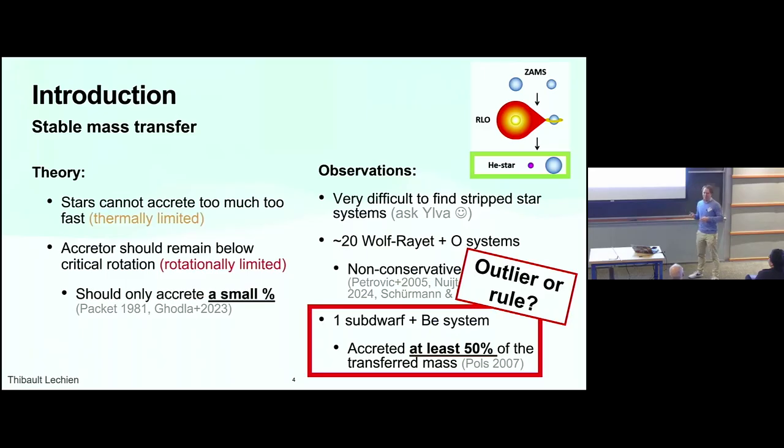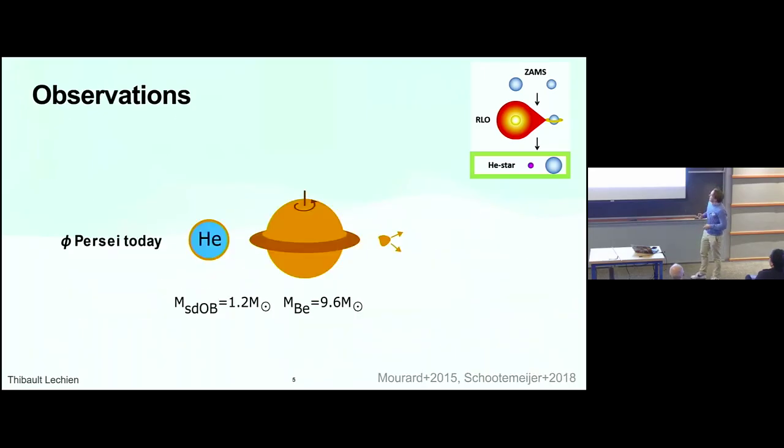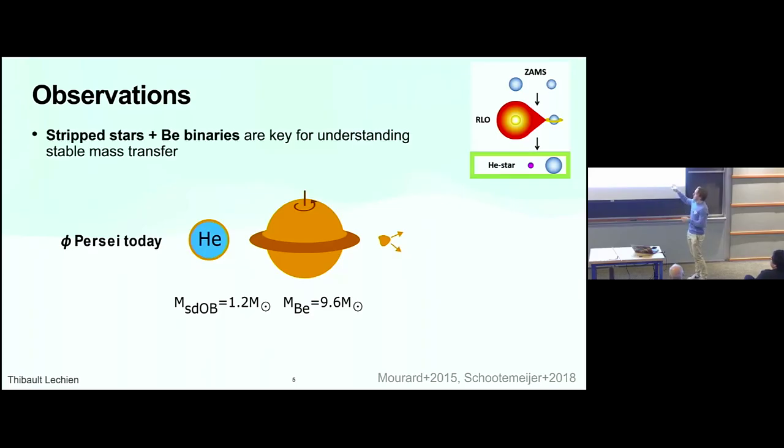And so what is this subdwarf B star system? Well, this was 5%, which consists of a 1 solar mass stripped star and a roughly 10 solar mass main sequence star. This stripped star has lost its envelope, given it to the accretor, and this accretor is now spinning very quickly by gaining angular momentum and mass. And we don't know how much mass has then left the system that the accretor didn't keep. And these stripped star plus B star binaries are key for understanding the stable mass transfer channel because we can be very sure that they have just undergone stable mass transfer. This is also by using their orbital periods. It's a very consistent and clear picture.